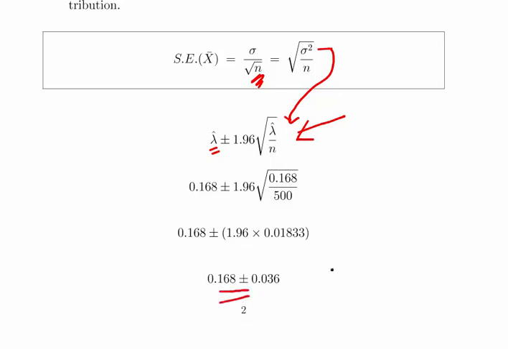You could take it a little bit further and express it as 0.132 to 0.214, if you wish. I'll just leave it as that, but you can take it that one step further to express the upper and lower bounds of the limit explicitly.